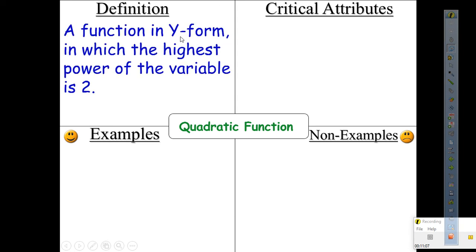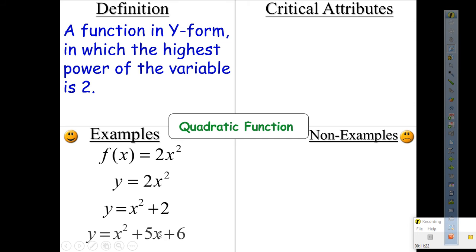So, quadratic functions. Definition: a function in Y form in which the highest power of the variable is 2. Okay? Examples: f of x equals 2x squared, copy that. Y equals 2x squared. Y equals x squared plus 2. And y equals x squared plus 5x plus 6. Copy that, and I'll elaborate right after.